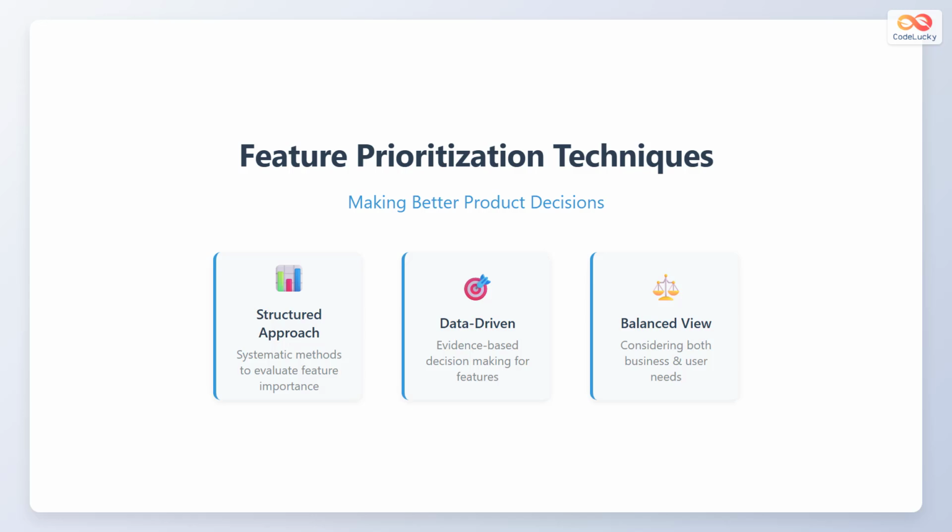In this video, we will explore various feature prioritization techniques. These techniques help in making better product decisions by providing a structured and data-driven approach. These also enable one to maintain a balanced view while considering both business and user needs.